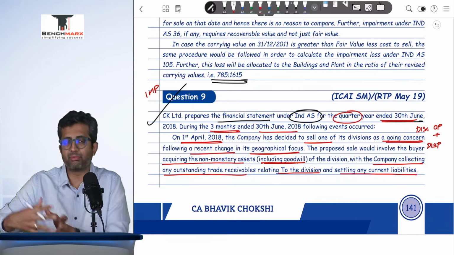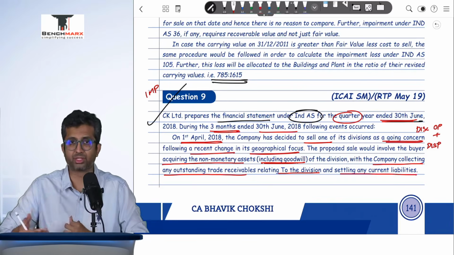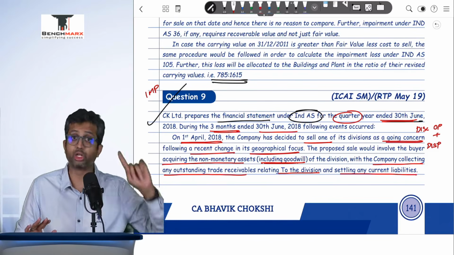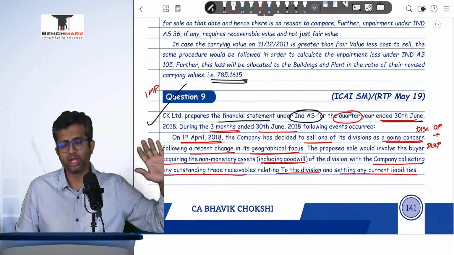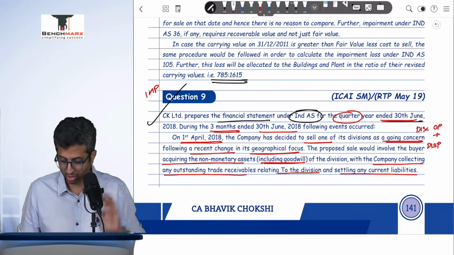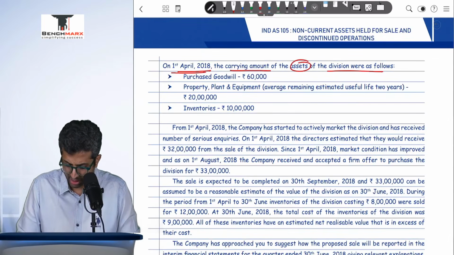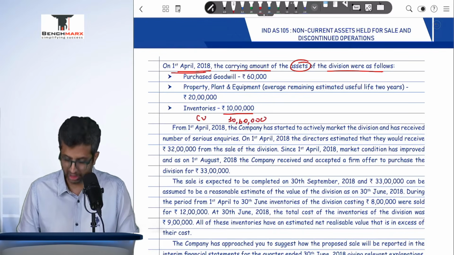So when I'm planning to transfer, I'm not planning to transfer the trade receivables and current liabilities. I'm planning to collect it myself and pay it myself. But the non-monetary items like goodwill and other non-monetary items, I'm planning to transfer. On 1st April 18, the carrying amount of the assets of the division were purchase goodwill 60, PP 20 lakhs and inventory is 10 lakhs. So if I total this it will come to around 30 lakh, 60,000. This will be your total carrying value on 1st April 2018.